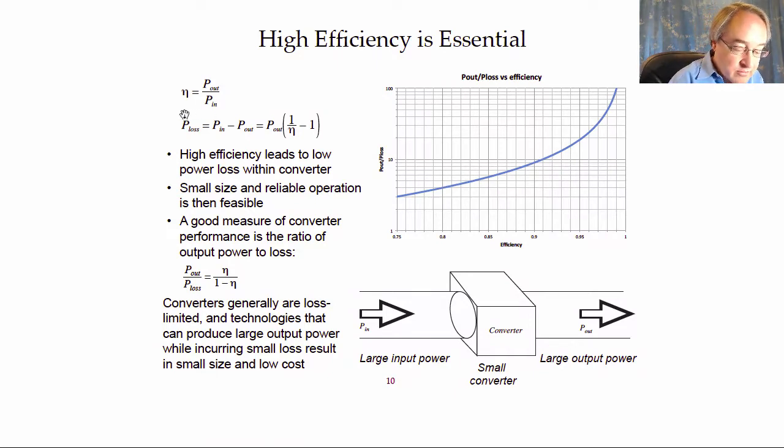So here's the equation for efficiency. It's the ratio of output power to input power, and the loss is the difference between the input and output power, which we can express in terms of the output power and the efficiency in this way.